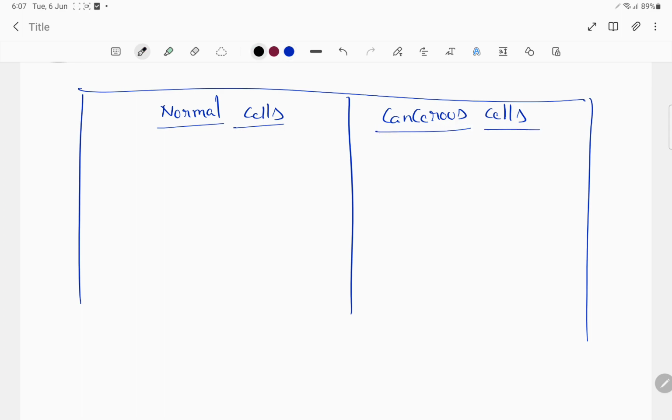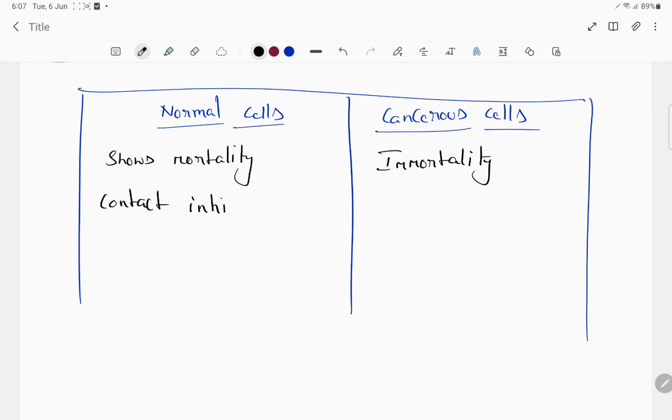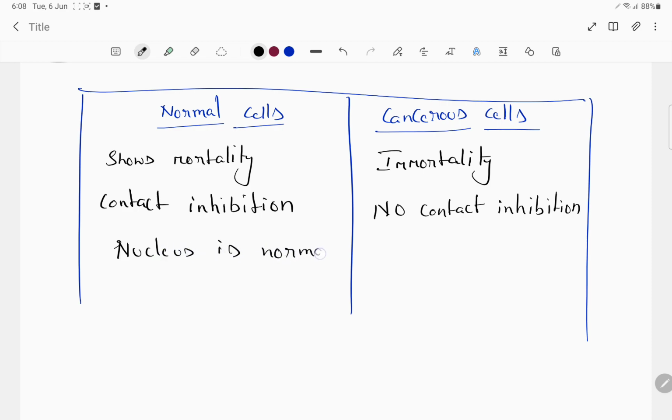Coming to the normal cells, the normal cells will grow, divide, but later die. Shows mortality. In cancer cells, they continuously divide indefinitely, showing immortality. Normal cells show contact inhibition. In cancer cells there is no contact inhibition. In normal cells the nucleus is normal in size and shape. In cancer cells the nucleus is large.